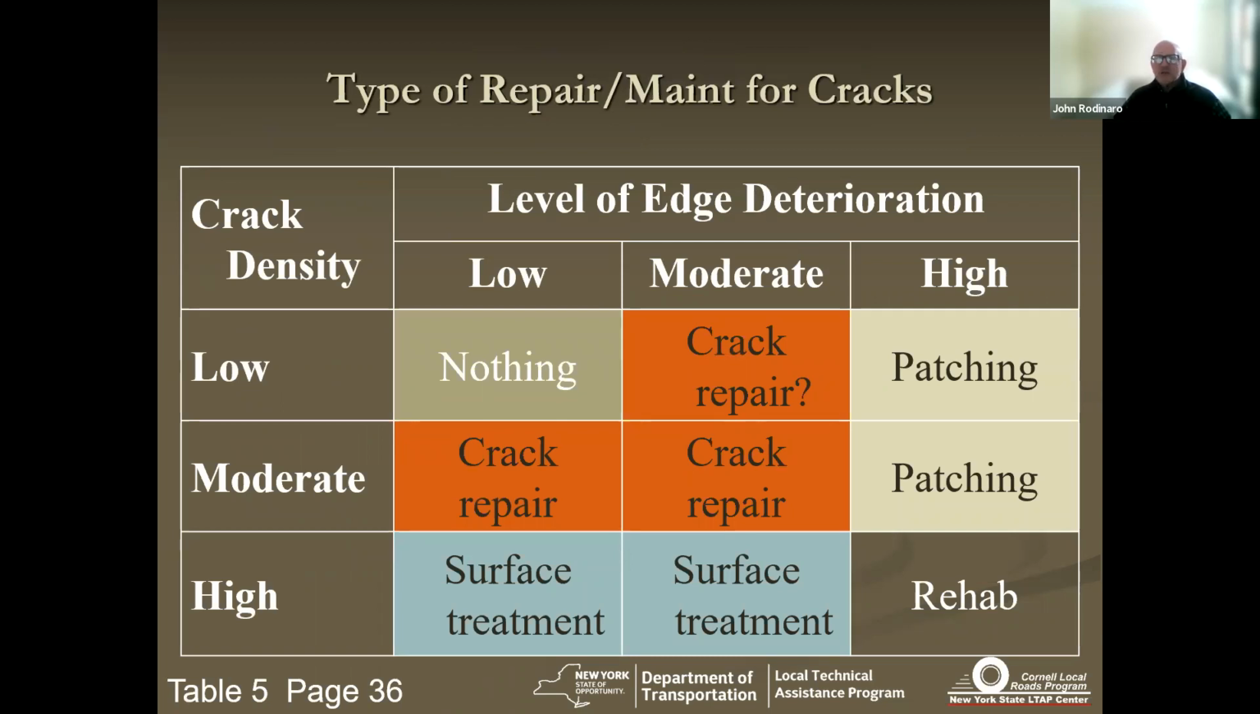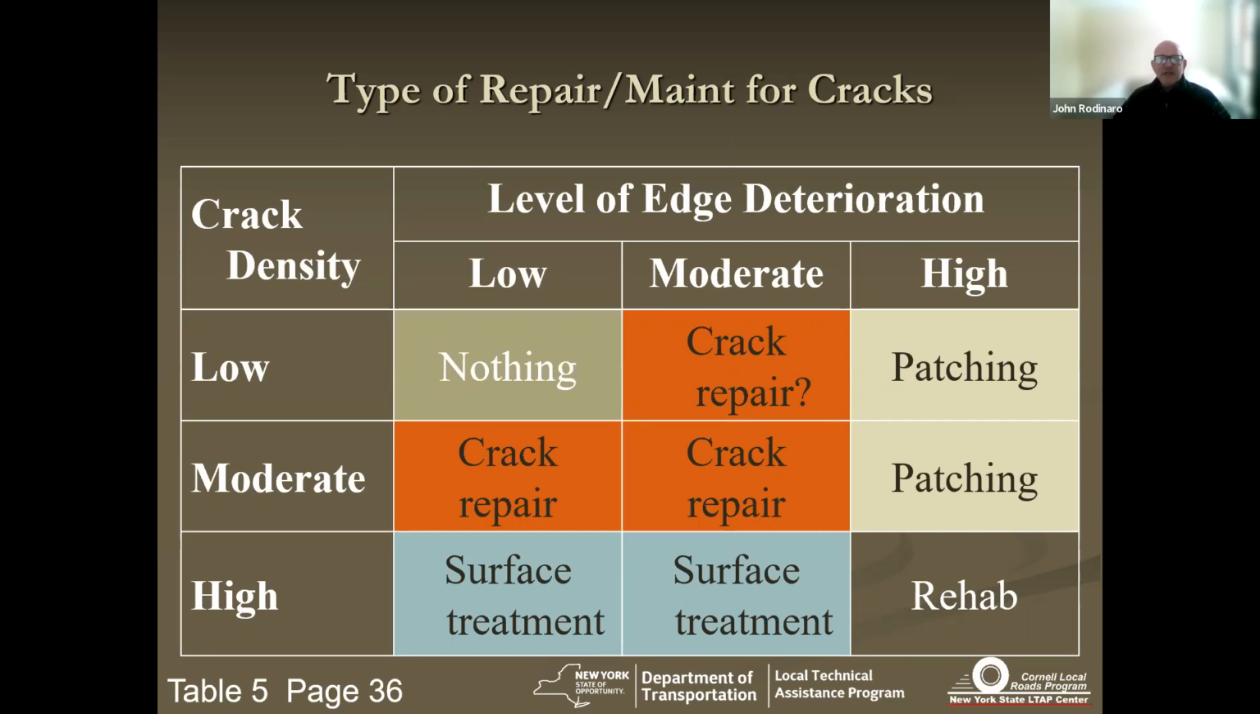So in terms of the types of repairs we can perform, if you look at it in terms of your density and your edge deterioration, if you've got a low density and a low level of edge deterioration, you're probably still in your do nothing area. That doesn't mean you're never going to do anything, but at this point, your timing's just probably not right. But you've got to be watching it close because you're going to quickly move into some sort of crack repair work.